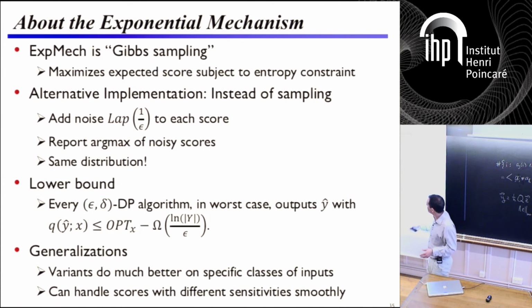But just one thing to bear in mind is that instead of sampling, one thing you can do that's algorithmically much easier to implement and numerically more stable is to add Laplace noise of order 1 over epsilon to each score. So you compute all the scores, add noise to the scores, of order 1 over epsilon, and then pick the item with the largest noisy score. It turns out that gives you essentially the same distribution. In fact, if you choose your noise carefully, it gives you exactly the same distribution.